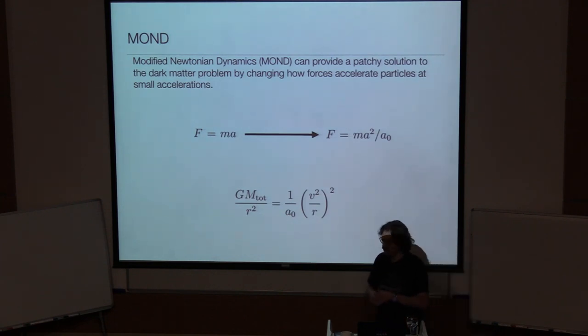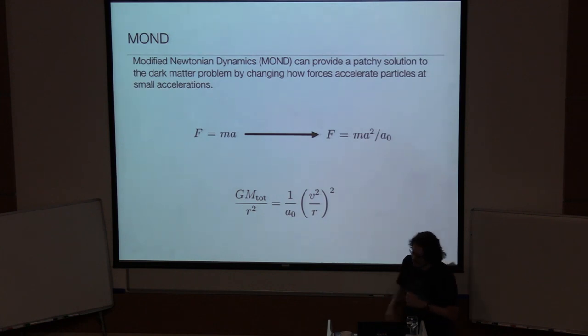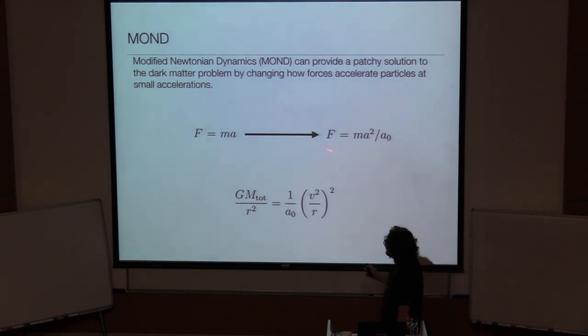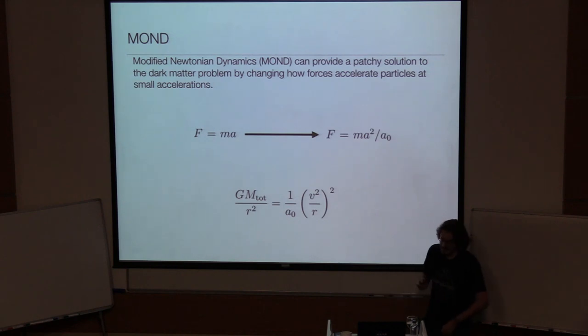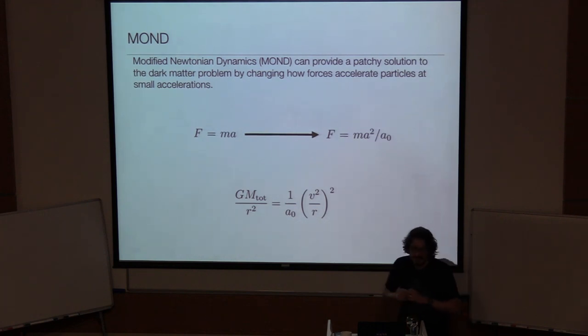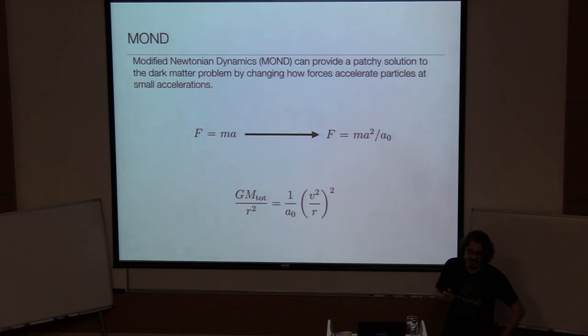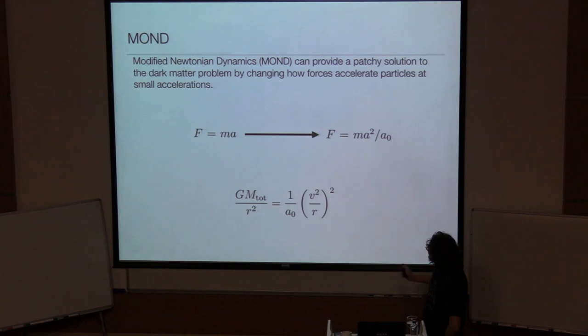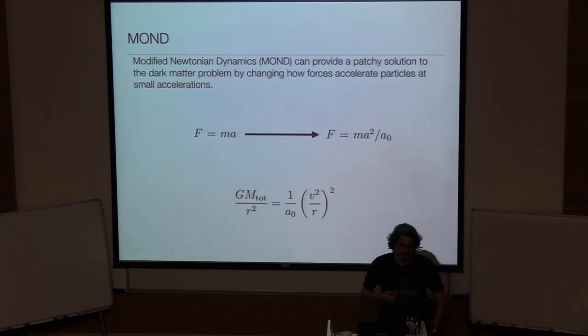The idea is to modify the Newtonian dynamics at very small accelerations. You already know F is equal to ma, that comes from Newtonian mechanics. You can change this behavior to F is equal to ma squared over some acceleration scale when you go to small accelerations. Imagine the rotation curve problem. If you are very close to the center of the galaxy, this makes no difference because the acceleration is large enough. However, if you are at the outskirts of the galaxy, then you are in the small acceleration regime.